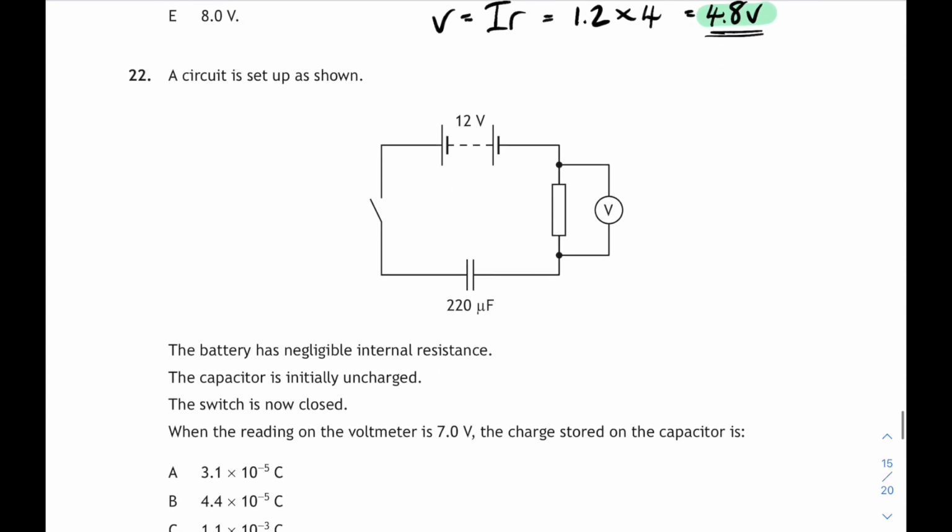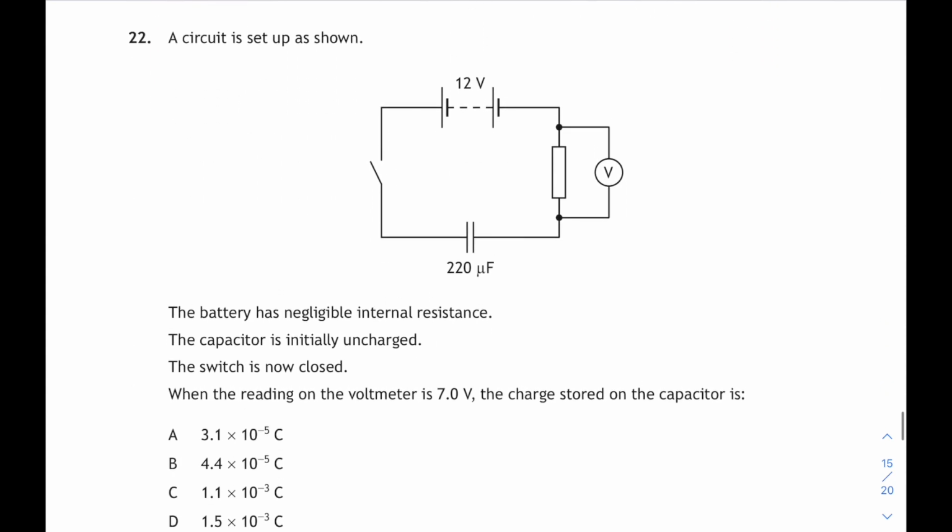22. The circuit is set up as shown. The battery again has negligible internal resistance, the capacitor is uncharged, and the switch is now closed. When the reading on the voltmeter is 7 volts, what will be the charge stored on the capacitor? Well, let's put a voltmeter across that capacitor. So when the voltage across the resistor is 7, the voltage across the capacitor must be 5 volts because they add up to the supply voltage.